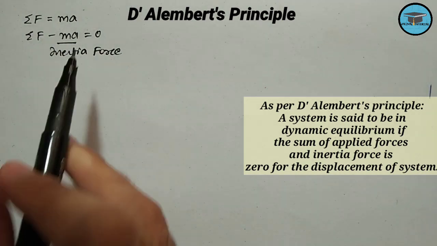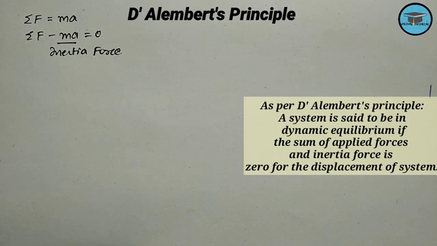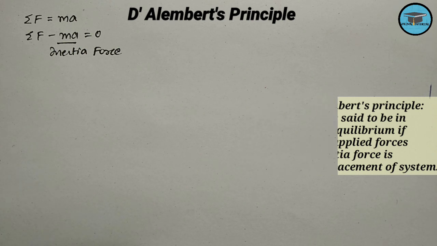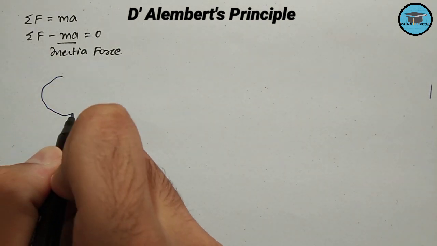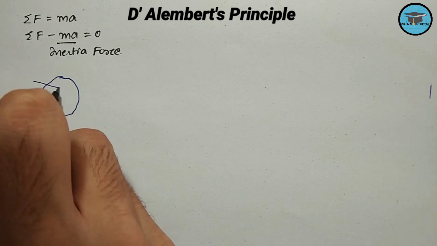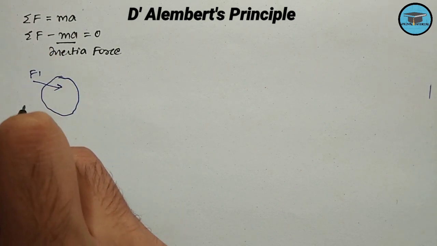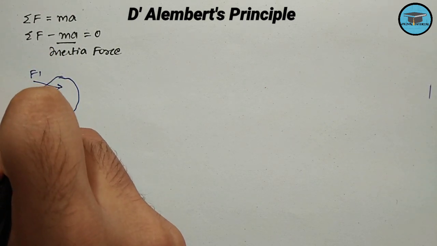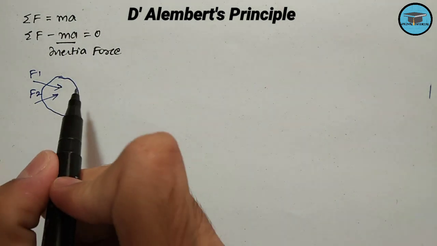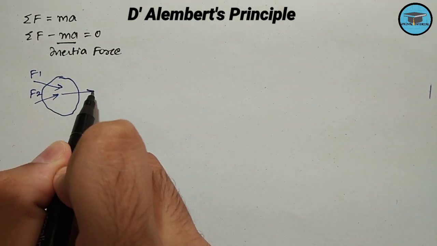Now let us understand what it means. Actually, D'Alembert's principle is regarding the dynamic equilibrium of the body. Now let us consider a body which is acted upon by a system of forces, let us say F1, F2. Okay, and these two forces have the resultant R.